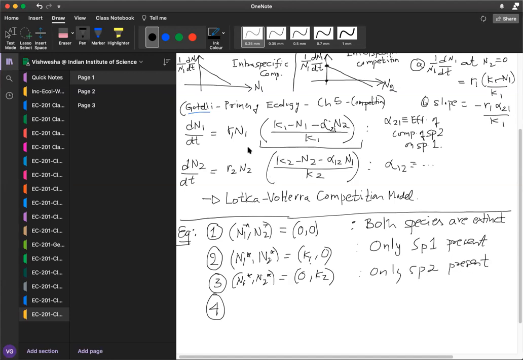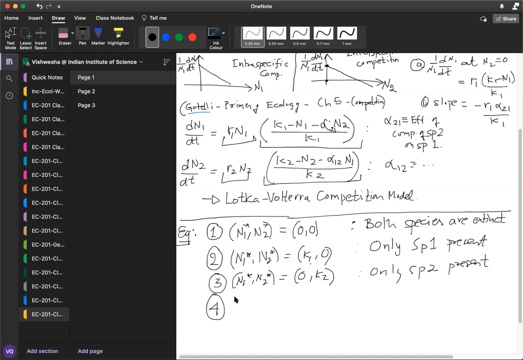Thinking about this again mathematically, there are two terms in the first equation, R1 and N1, that can be 0, or this term in the bracket can be 0. Likewise, we have the R2 N2 term that can be 0, or the second bracket term can be 0, right? So there are two ways the first equation can be 0, and two ways the second equation can be 0. So there are basically 2 times 2, 4 possibilities. We have explored this possibility, and this possibility. The fourth possibility is when the bracket terms are both 0. N1 and N2 are not 0 on their own, but the terms in the brackets are 0.